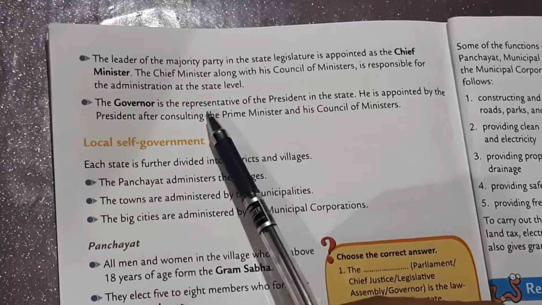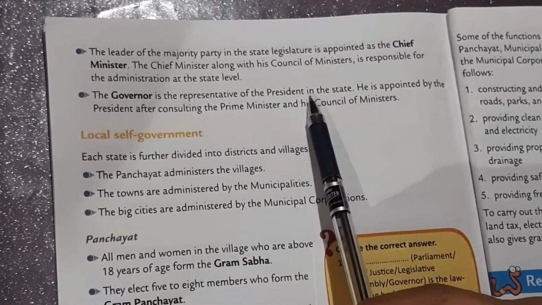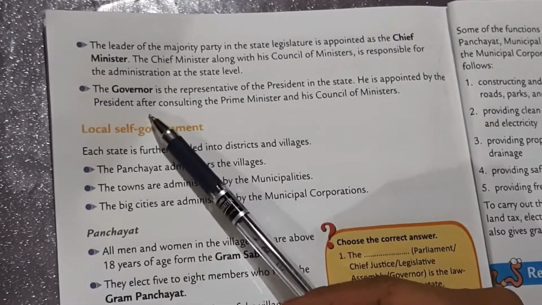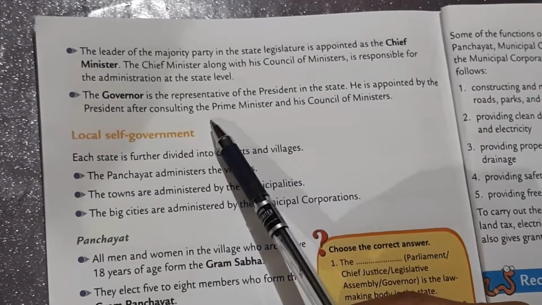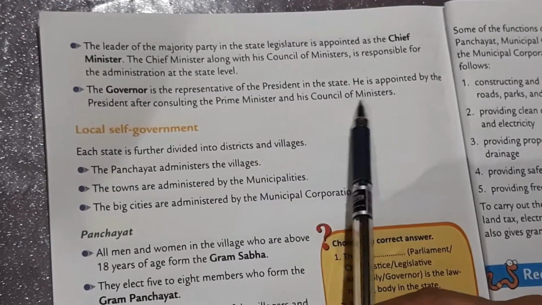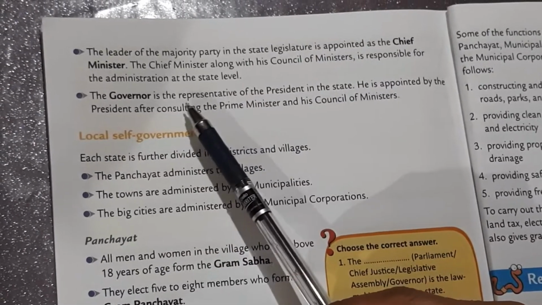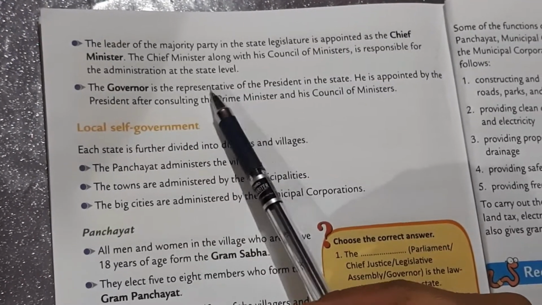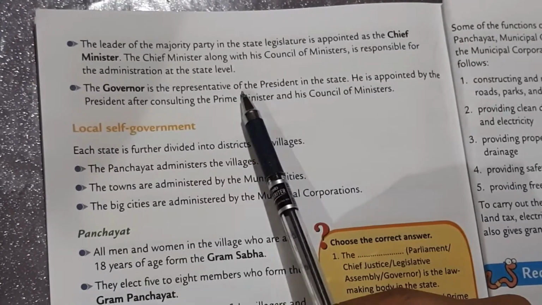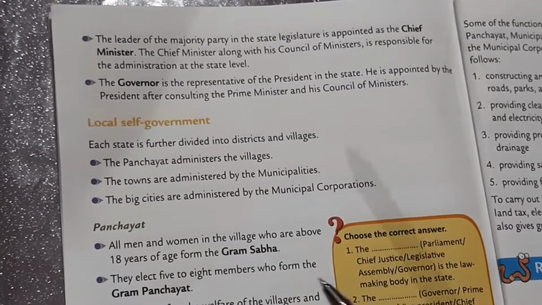The governor is the representative of the president in the state. He is appointed by the president after consulting the prime minister and the council of ministers. The governor is appointed by the president. He is the representative of the president in the state.